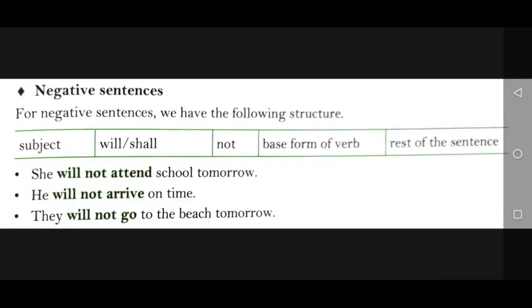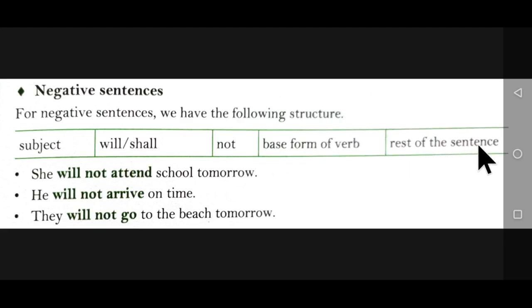Okay, the next type of sentence is the negative sentence. So let's see its structure. First comes the subject, then comes will or shall, then we will write not, then we will write the base form of the verb, then the rest of the sentence.